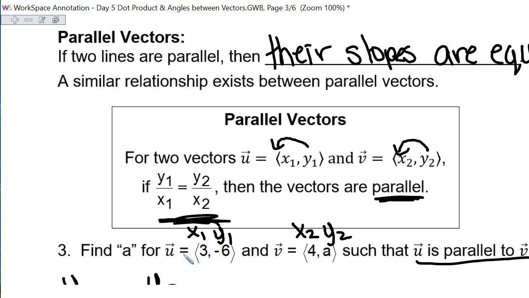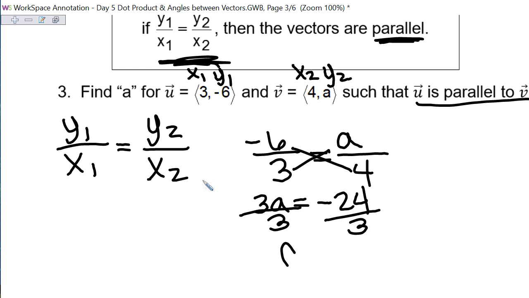So solve your proportion by cross multiplying. If I multiply this diagonal, that gives me 3a. If I multiply this diagonal, -6 times 4, -24. And divide both sides by 3. And what is the value for a? -8. So again, memorize that formula. If the vectors are parallel, then y1 over x1 is equal to y2 over x2.